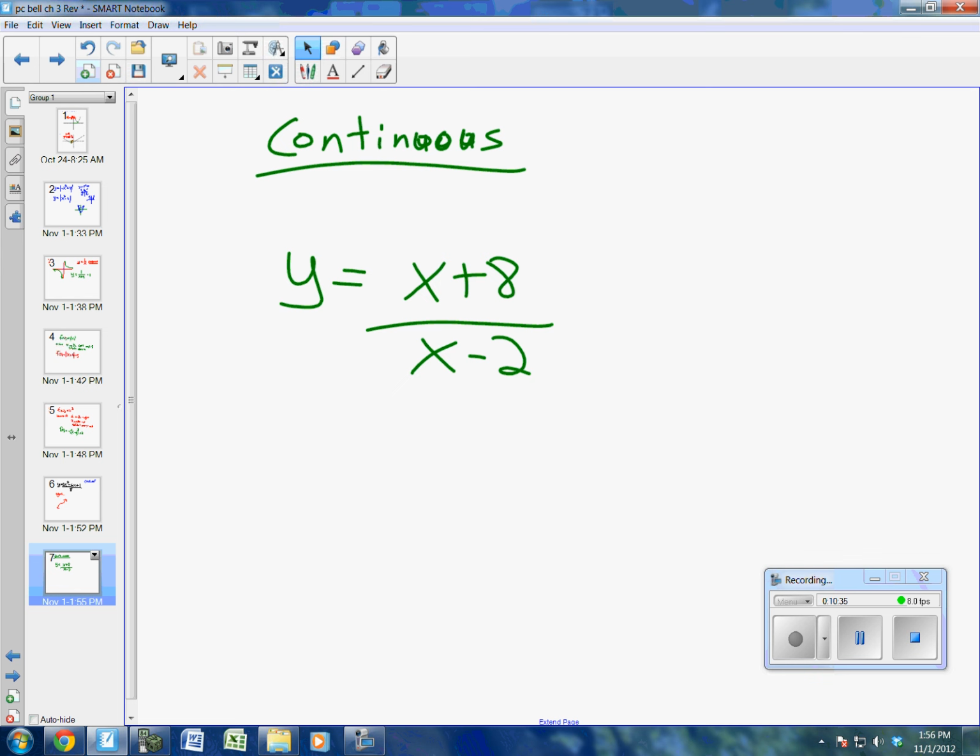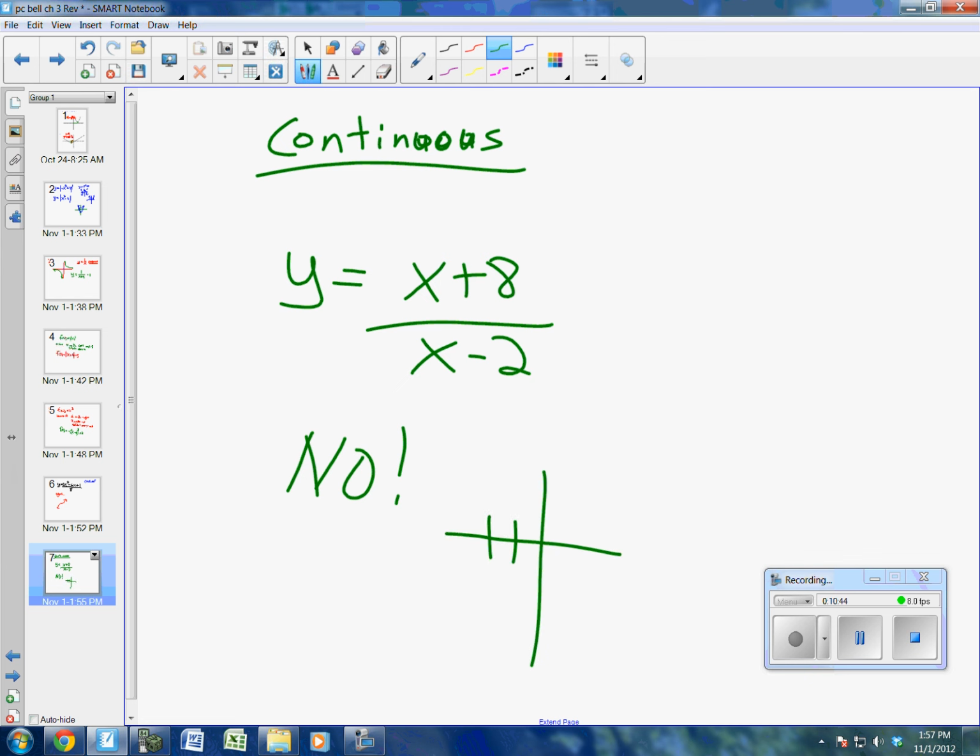Be able to explain why or why not? The answer is no. Okay? Because this one's going to have an asymptote right there. Okay, at 2. This one, you'd have to lift your pencil. You'd have to draw one part and then the other part. So this one can't be traced continuously, so therefore it is not continuous.